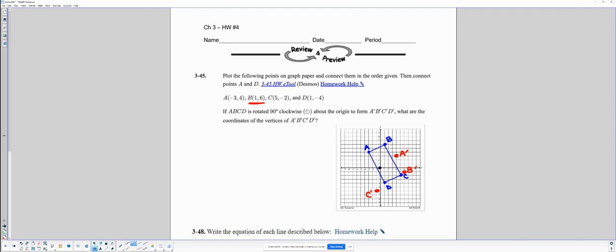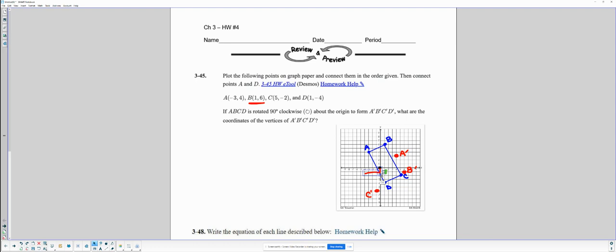And then point D is going to be, let's see, to the right 1, then down 4 times. Okay, that's point D. And again, if I do the hook for that, I'm going to rotate that 90 degrees, and it's going to be based off the origin.